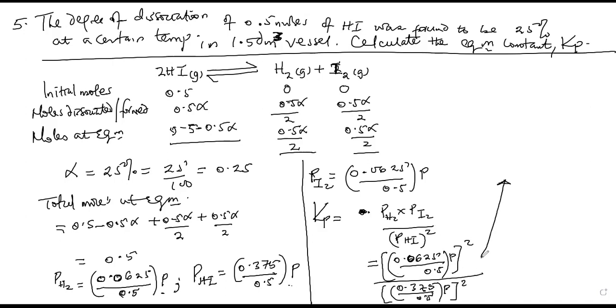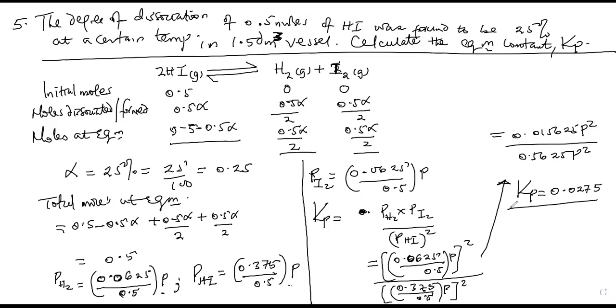So I'm completing it from there. The numerator will reduce to 0.015625 P squared out of 0.5625 P squared. So these P's can cancel, and we shall have a value of Kp as 0.0275. As simple as that.